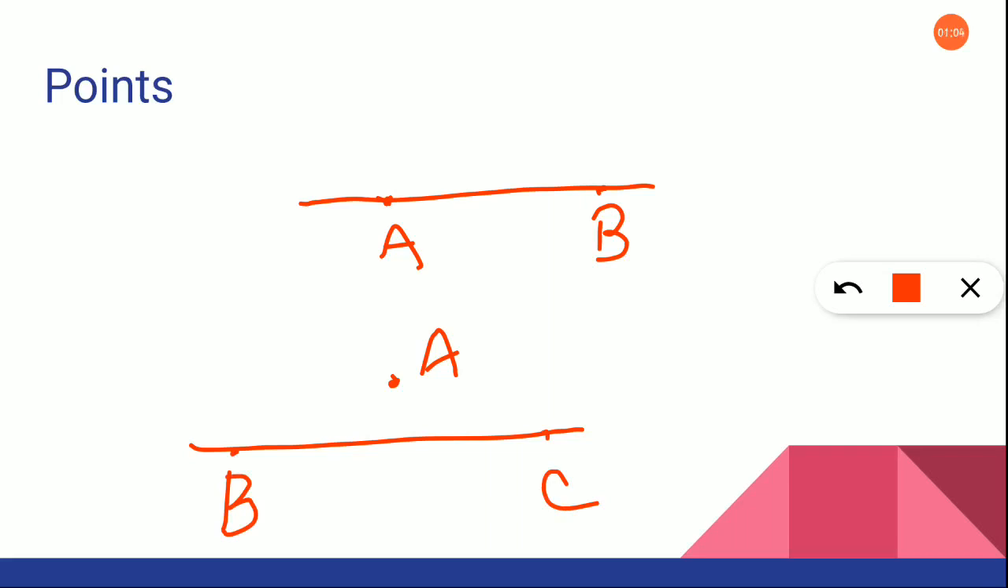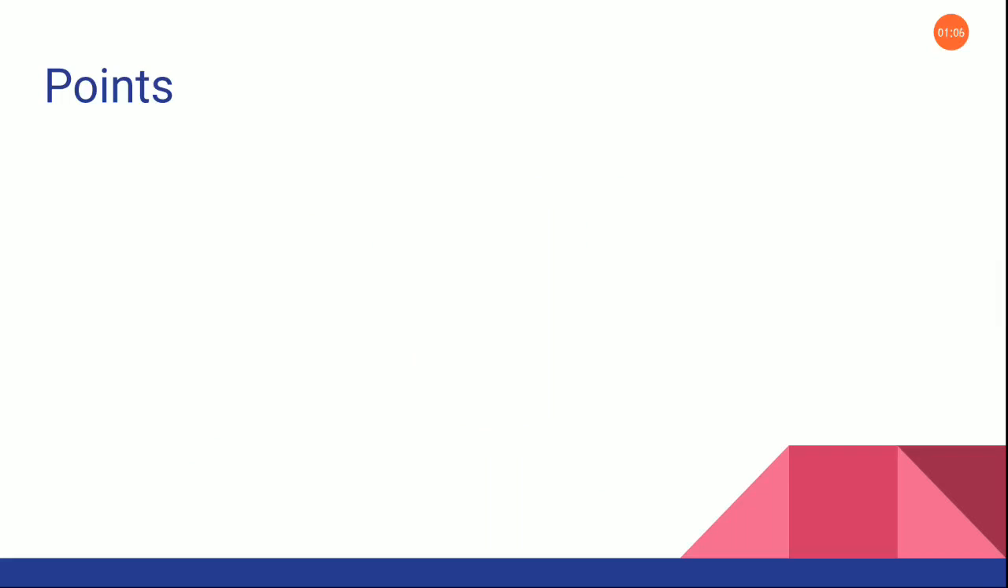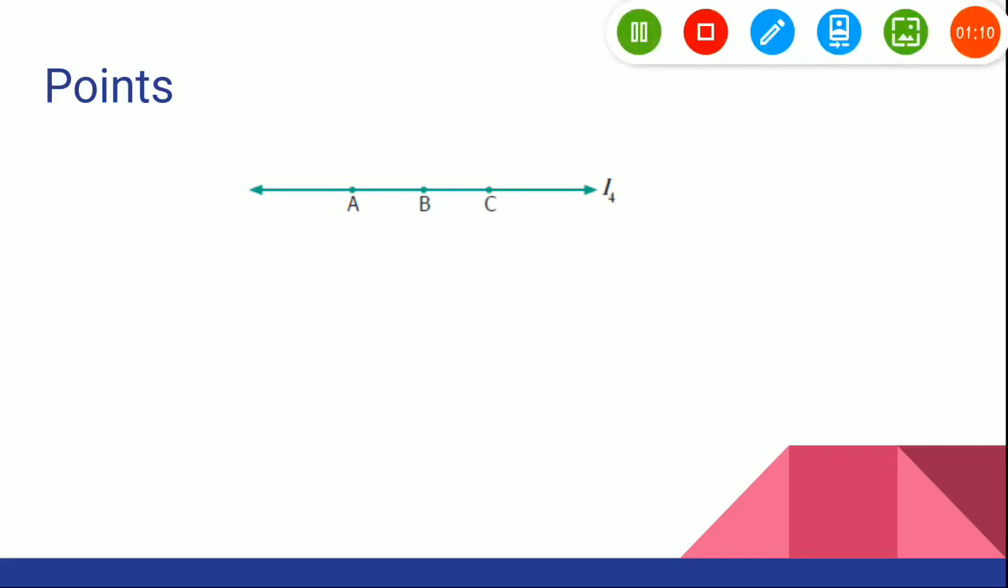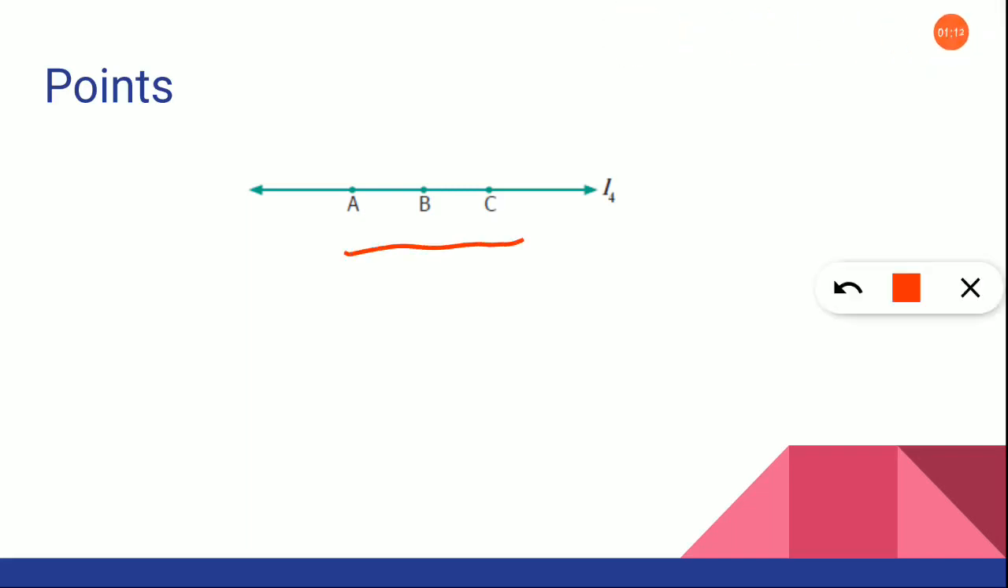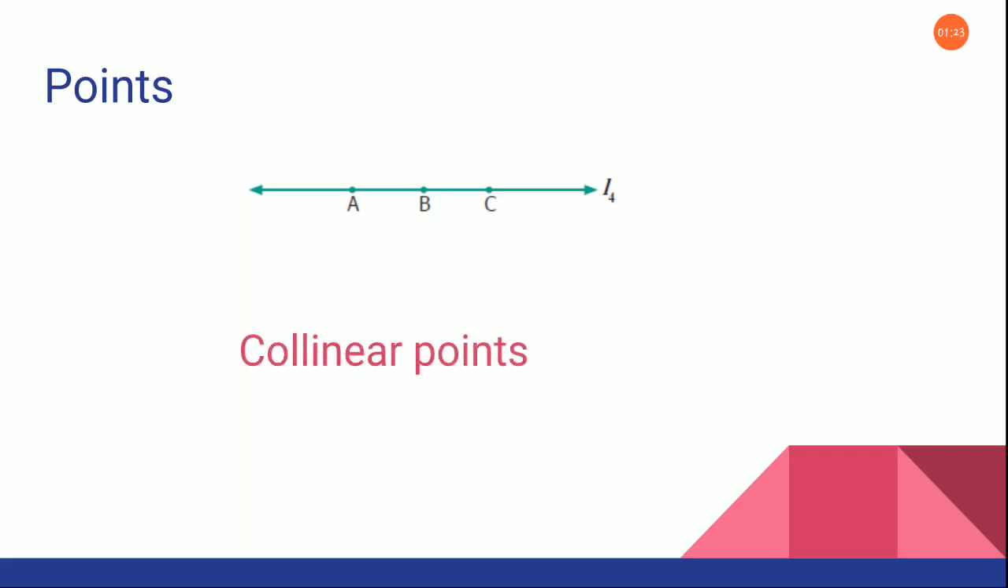Okay children, now the next thing we are going to learn here is there is a line and three dots are going to be consecutively, that is continuously on a line. And when there are three dots connected with the same line, we call it collinear points. Okay, when three dots are joined with a line, we call it collinear points.